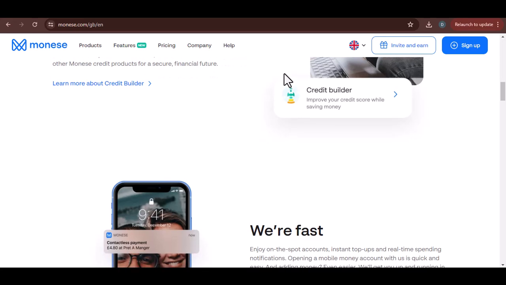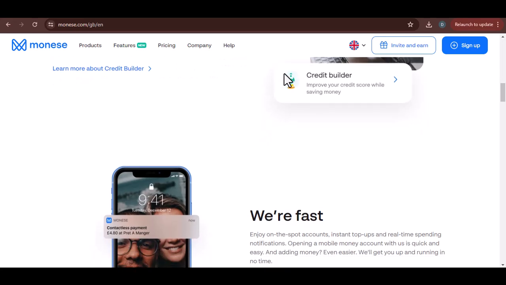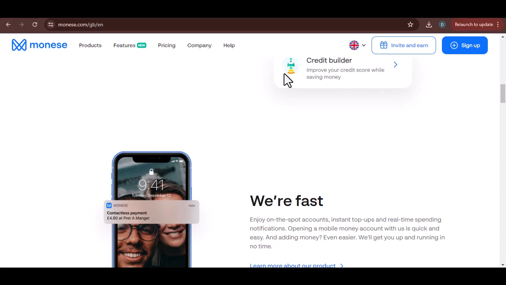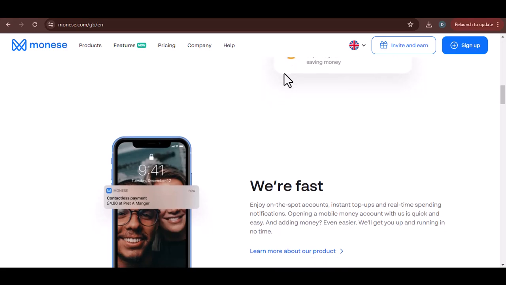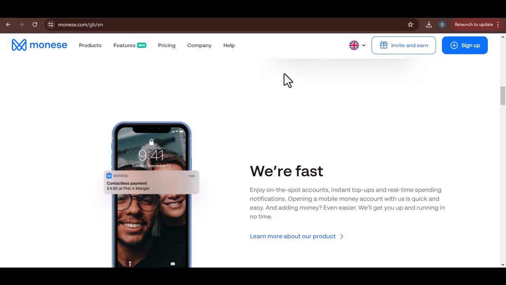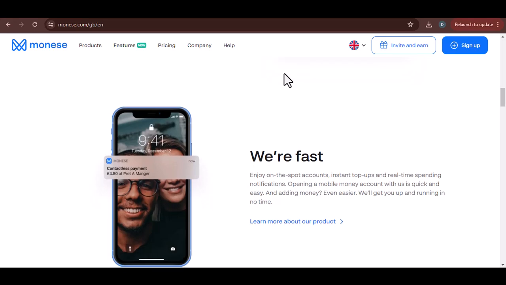The complication, here's the twist, Monese isn't a traditional bank with branches everywhere. It's a digital-only bank. So, things can get a bit tricky when it comes to finding that all-important SWIFT code.